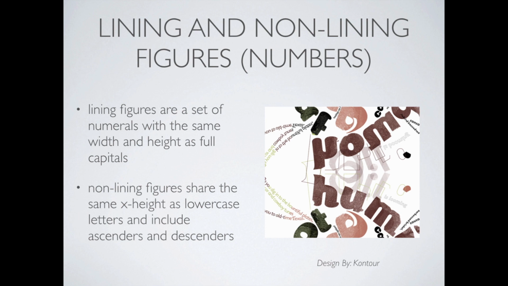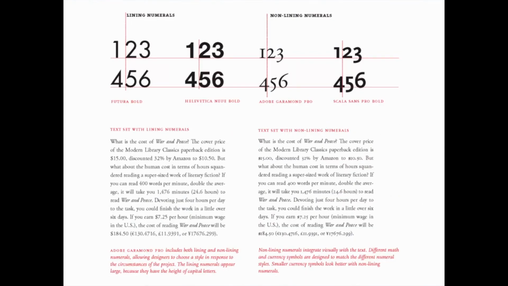So when I say figures here, I mean numbers. Lining figures are numbers or numerals with the same width and height as a full capital letter. So they're full-size numbers. Non-lining figures share the same X height as a lowercase letter, and they have ascenders and descenders. And you're saying, wait a minute, why does this matter? Well, it matters if you're writing in a paragraph form.